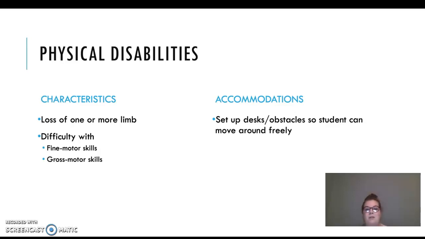I would also allow this student to sit near the door so they don't have troubles trying to leave the classroom. I would also allow extra time for them to get to the classroom, say if they had PE and they needed to come back to the classroom. I wouldn't discipline them for being late if they were ever late.